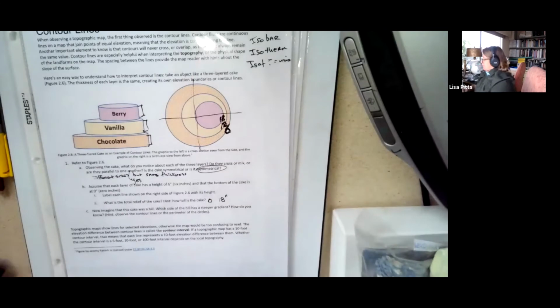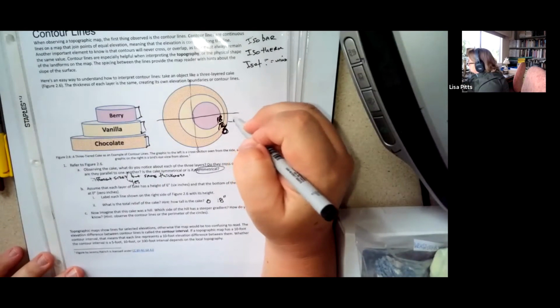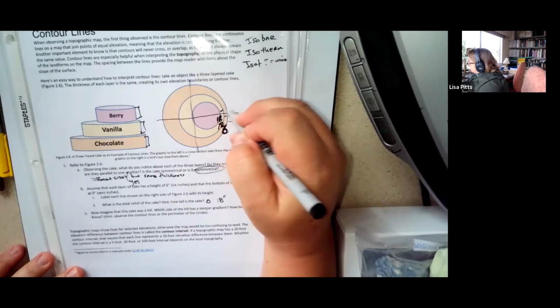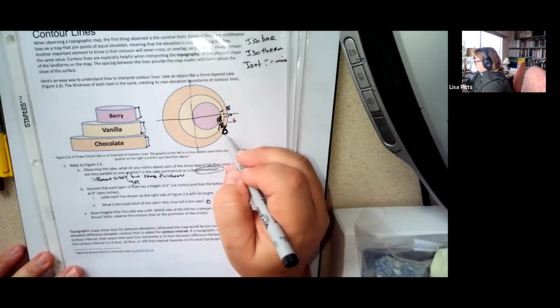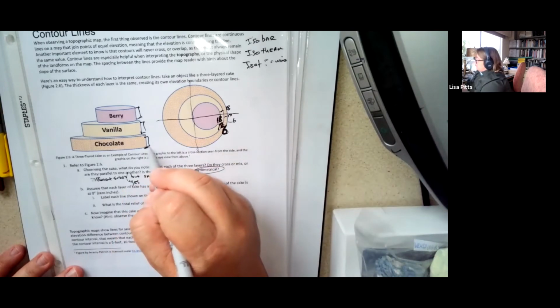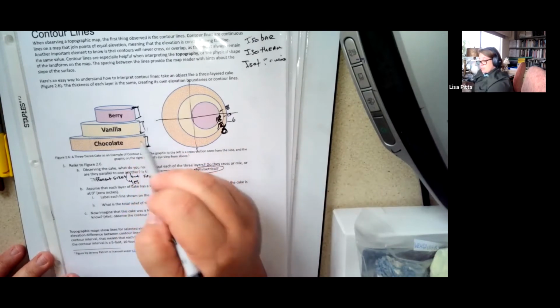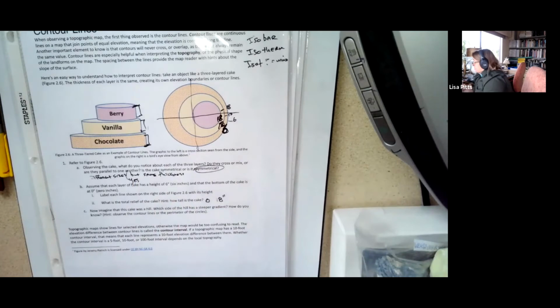You label the top of the hill, not the bottom. So again, 6, 12, 18. But it's still 18 because the bottom is 0 and the top is 18. So 0 minus 18 is 18. All right, let's see.